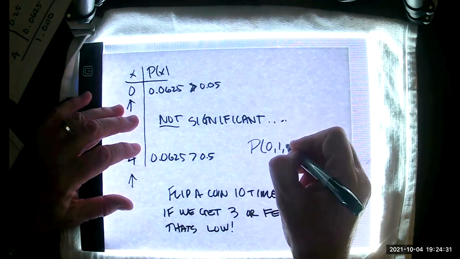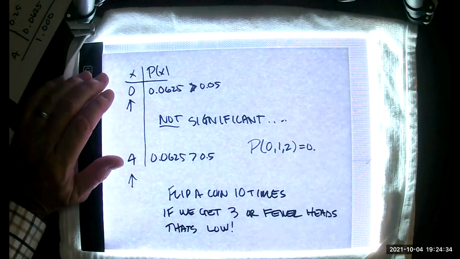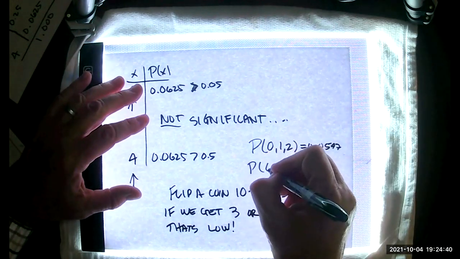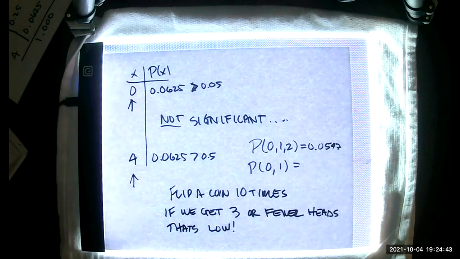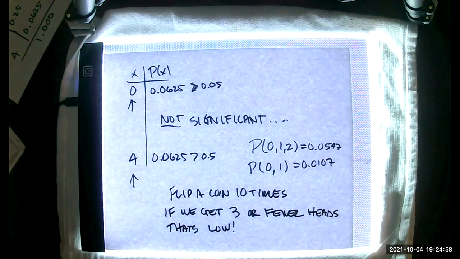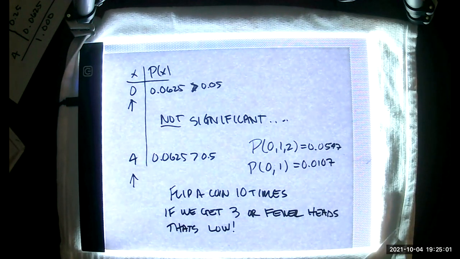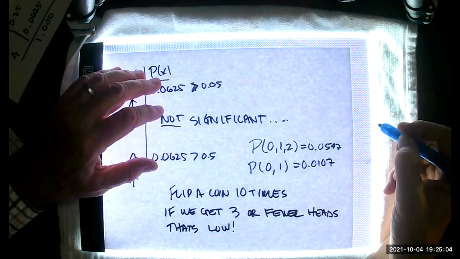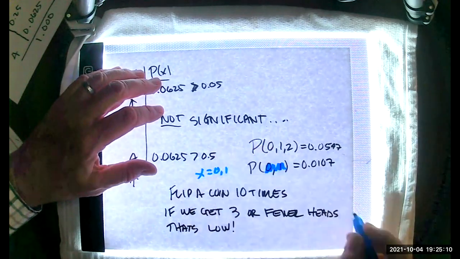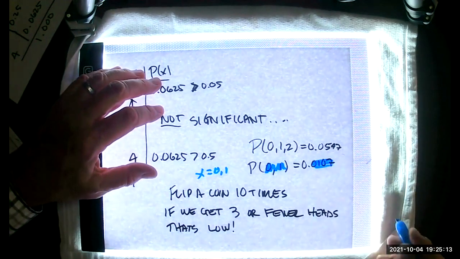So 0, 1, or 2 is equal to 0.0547. On the other hand, the probability of 0 or 1 heads in those flips is quite a bit smaller, 0.0107. Again, I'm going to show you where I come up with these values, just not tonight, because that's not the point of this particular discussion. So this one here, this would be x equals 0 or possibly 1. You notice that probability of 0.0107.